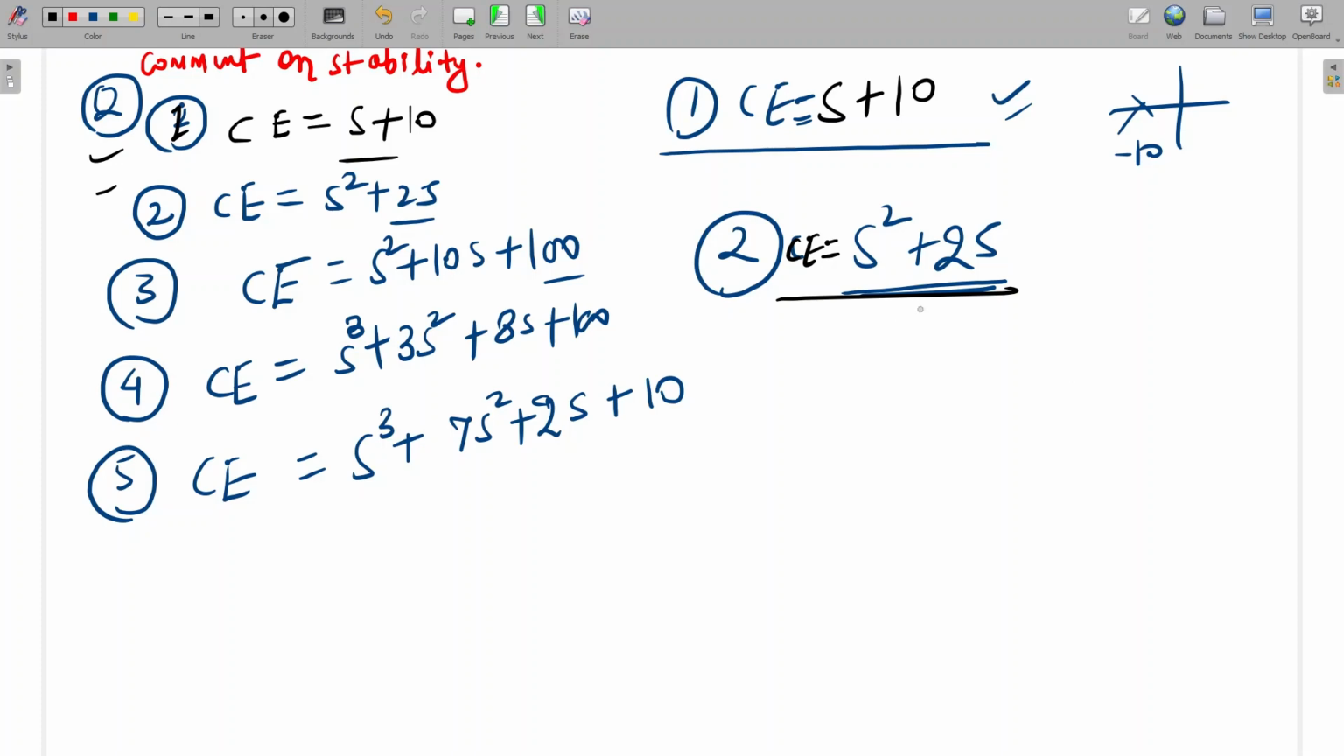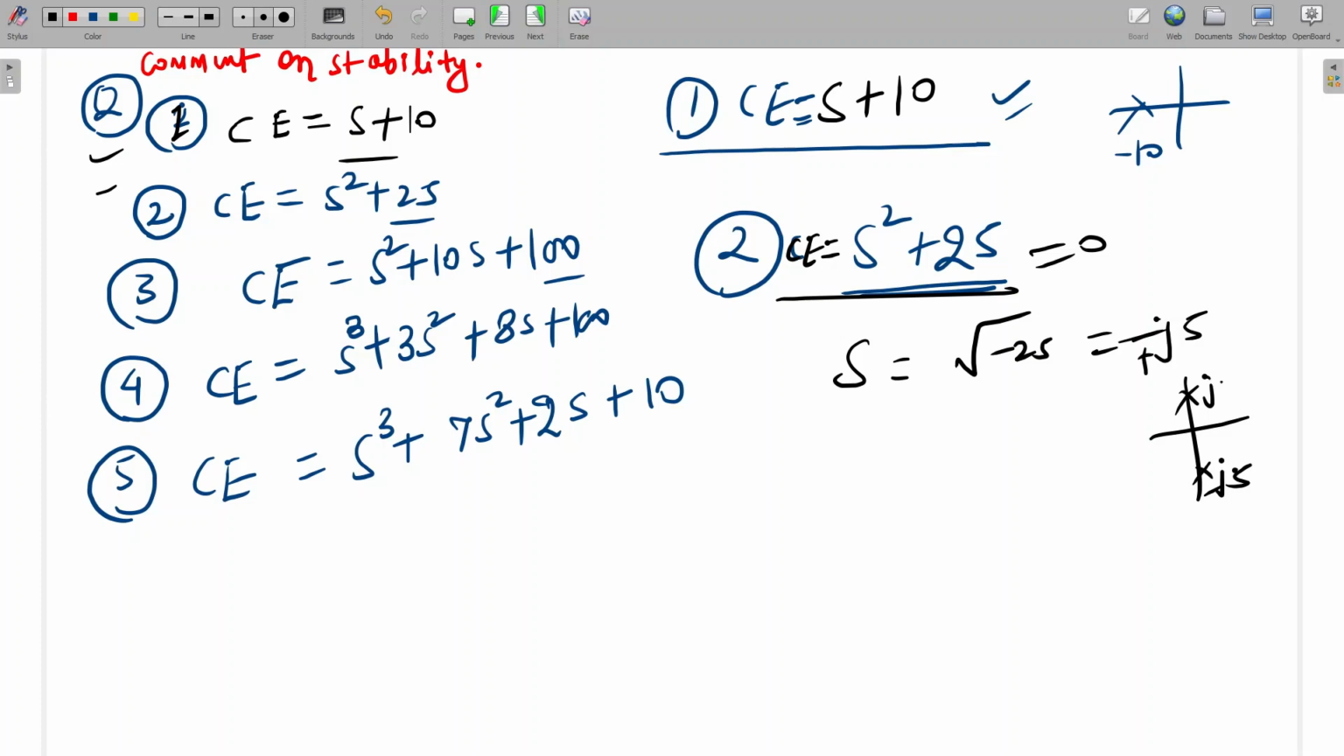See here, if you see the pole location, s equals under root minus 25 equals 0. So that will be plus minus j5. Okay, so that comes on the j omega axis. If it comes on the j omega axis, that will be marginal stable. If it is on the j omega axis, it will not settle. So we can say that it is a marginal stable kind of system.